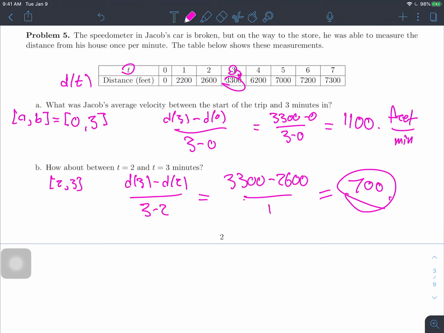Questions about problem number 5. Average velocity is just average rate of change repackaged in a word problem. Okay? So velocity should pop up in your mind as a rate of change.